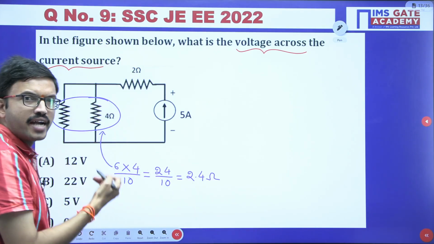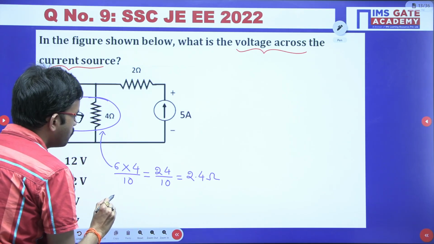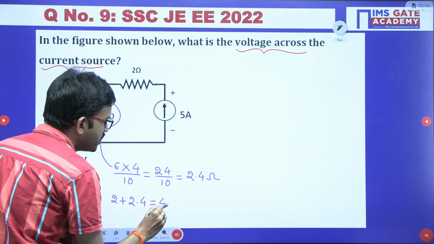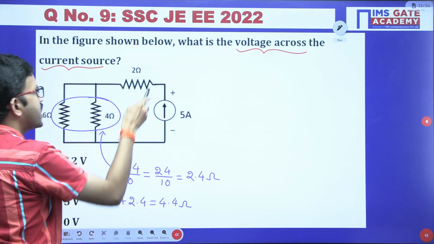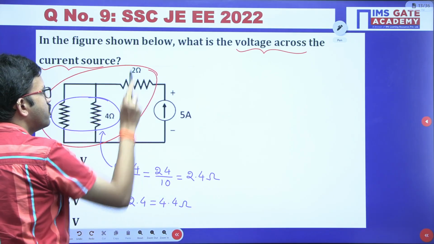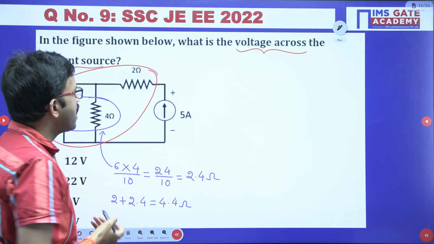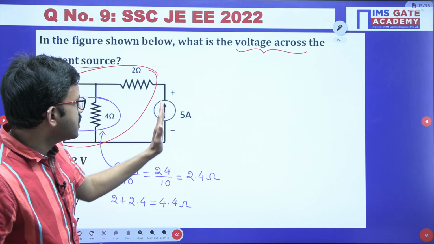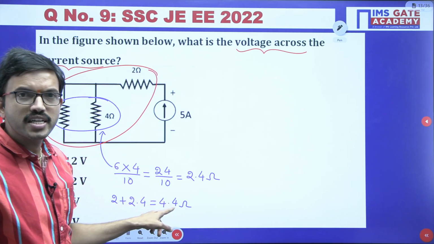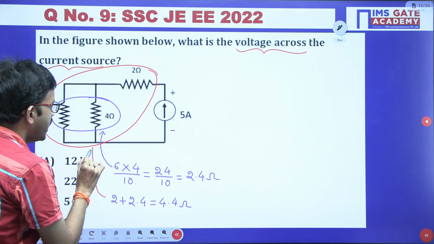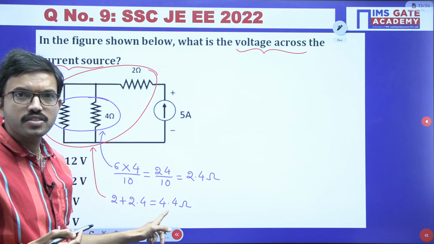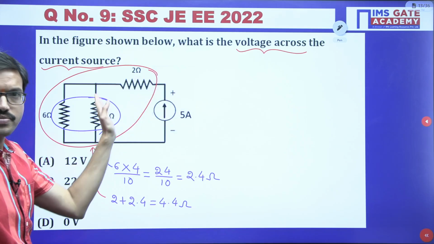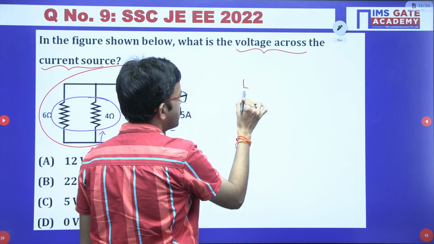In series, we can add the resistors, right? So 2 plus 2.4 ohm, that is nothing but 4.4 ohm. So that means this entire circuit we have replaced with one resistor, and it has the value 4.4 ohm. Now, whatever this 5 ampere current is, the entire 5 ampere current is flowing in this particular resistor. Yes or no? Okay, now you can apply Ohm's law. Just for easy understanding, I am representing it like this.